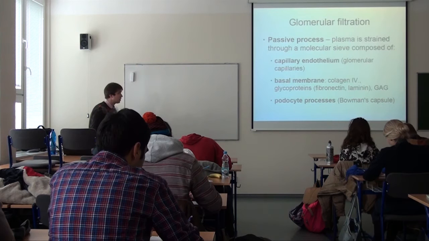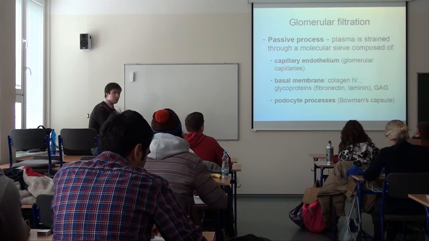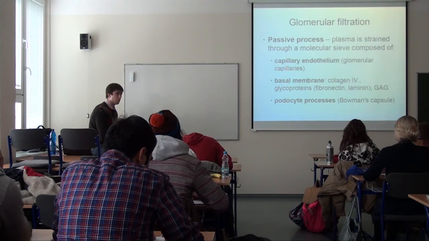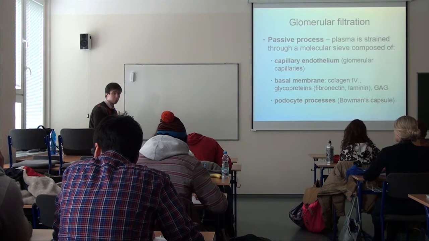About the glomerular filtration. Glomerular filtration is a very simple process. You have a molecular sieve, you have flowing plasma, and you do the filtration, yes? So to do this process, you need to have blood pressure, and then the molecular sieve. So without proper blood pressure, you cannot produce urine, yes? And without the proper molecular sieve, you will produce improper urine with bad composition.